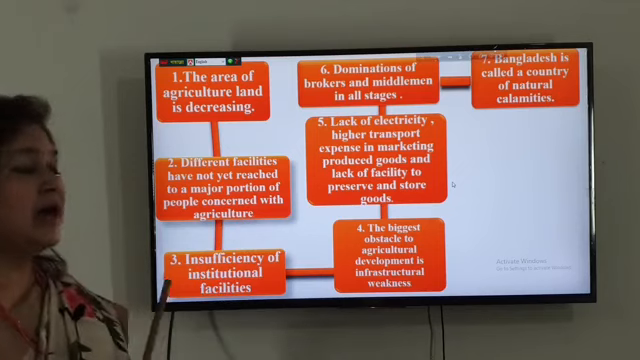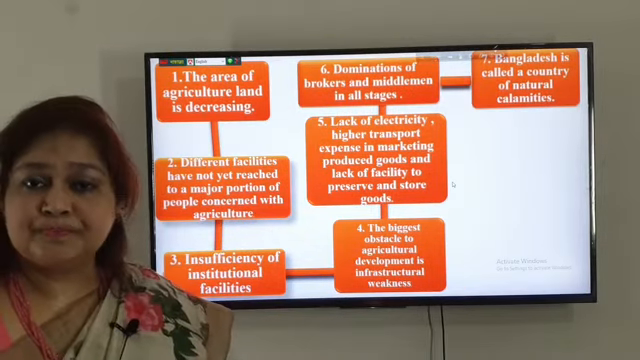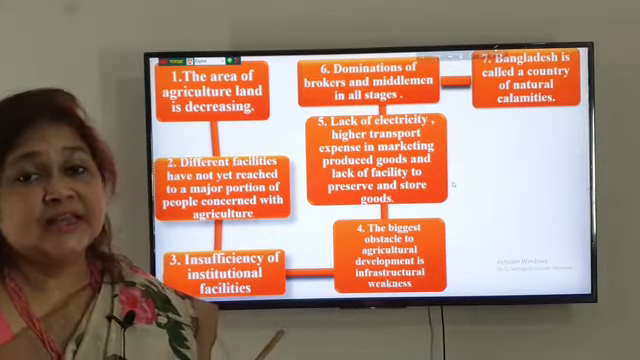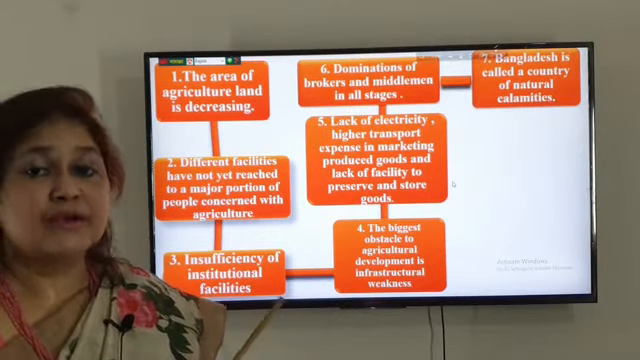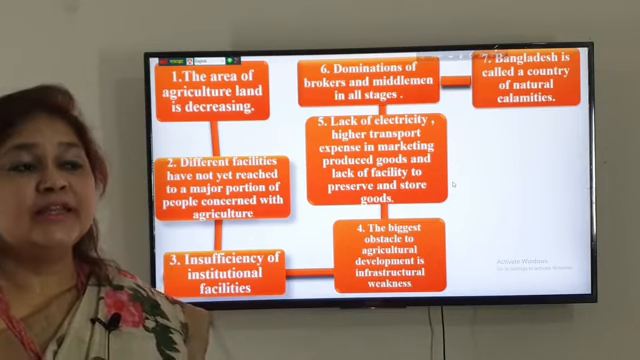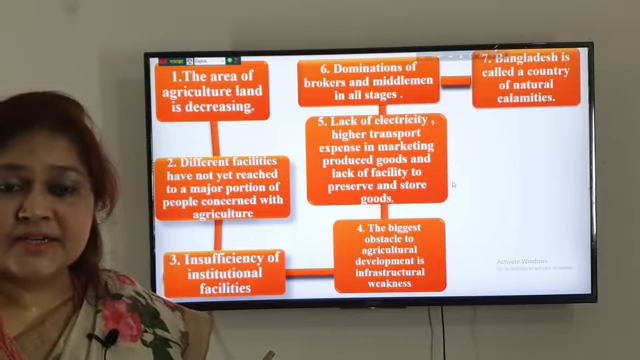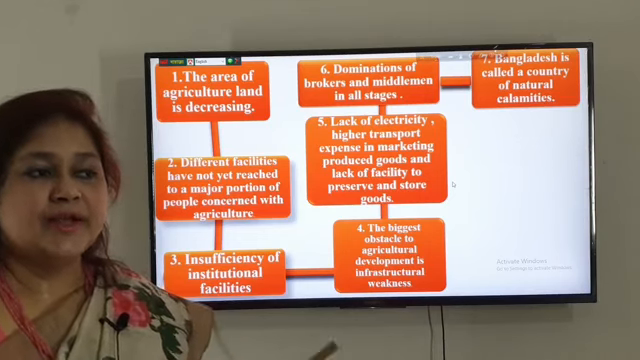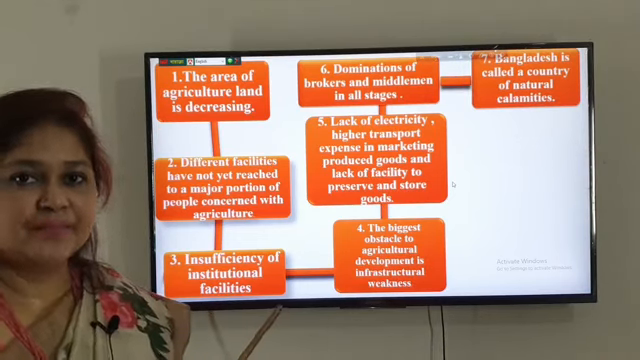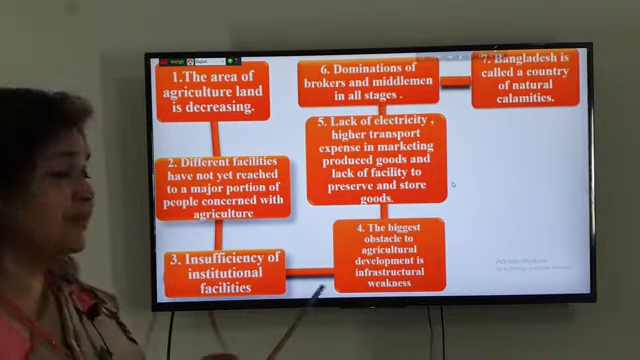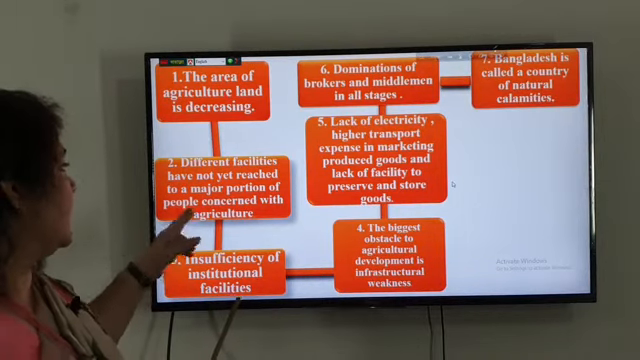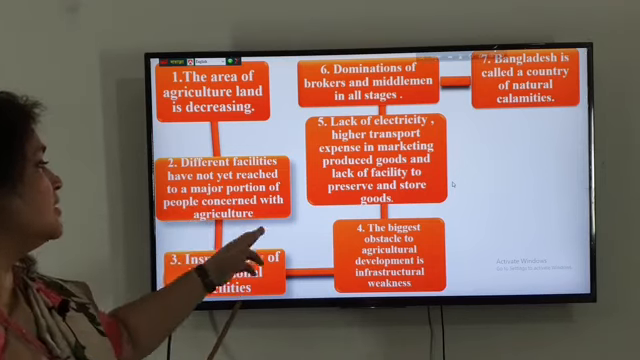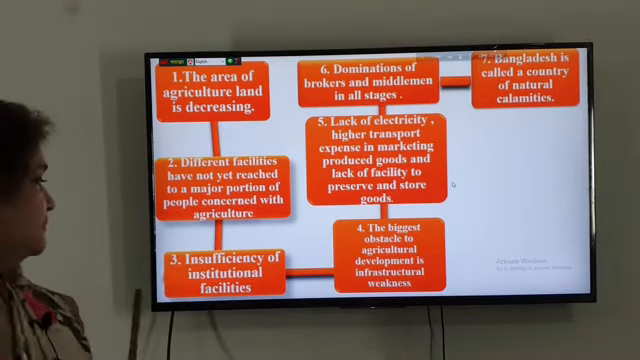Number two, different facilities have not yet reached a major portion of people concerned with agriculture. Those who are involved in agricultural activities are not getting sufficient facilities, like high yielding seeds and fertilizer, and they cannot provide a modern irrigation system. These facilities have not yet reached a major portion of people concerned with agriculture.